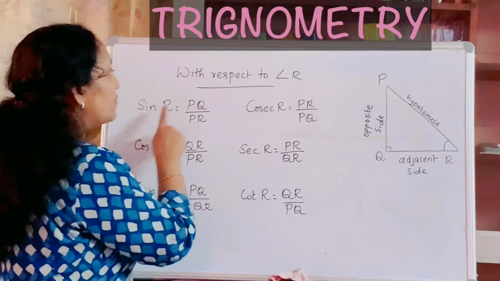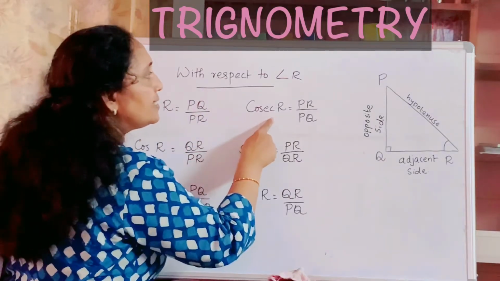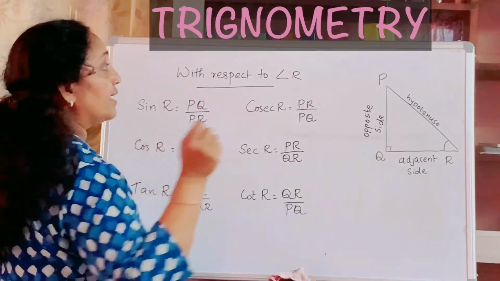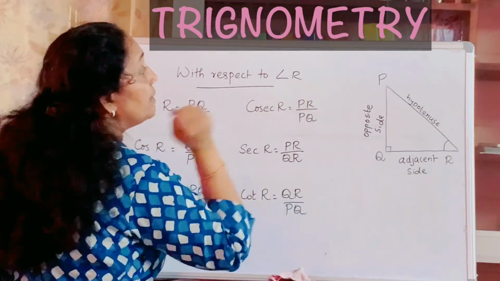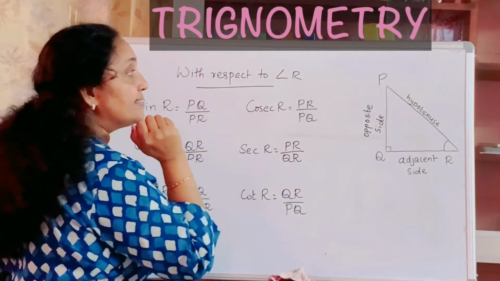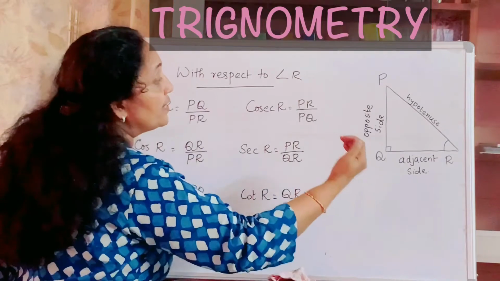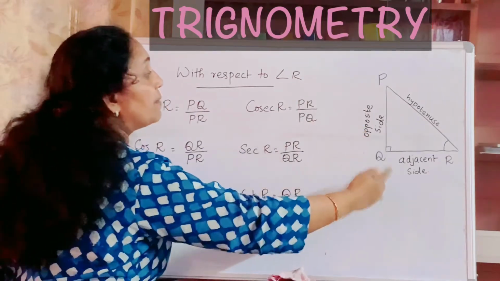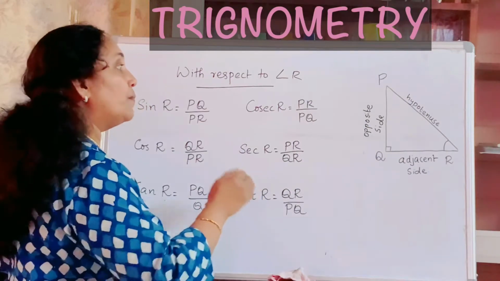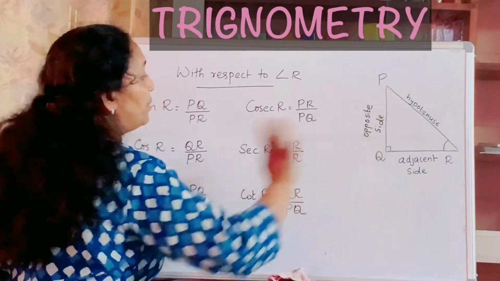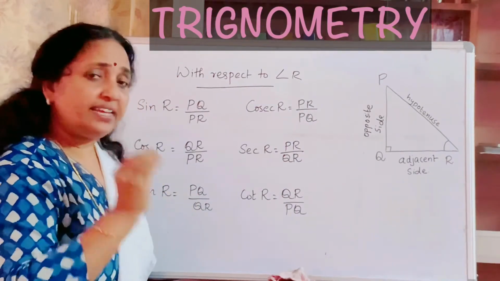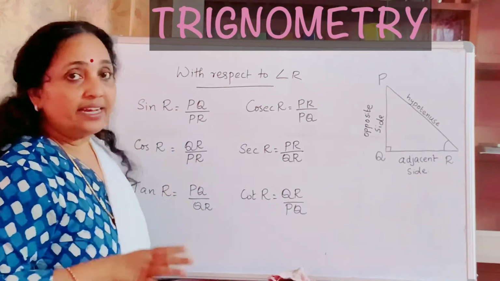And the reciprocal of sine is cosec. Cosec is hypotenuse by opposite, that means PR by PQ. Then sec. Sec is hypotenuse by adjacent, that is PR by QR. And cot R is equal to adjacent side by opposite side, that means QR by PQ. Similarly, you can find out the trigonometric ratios of any acute angles in a right triangle.